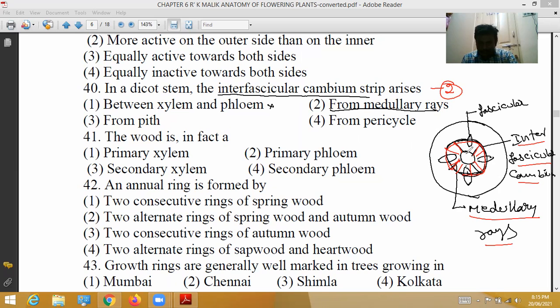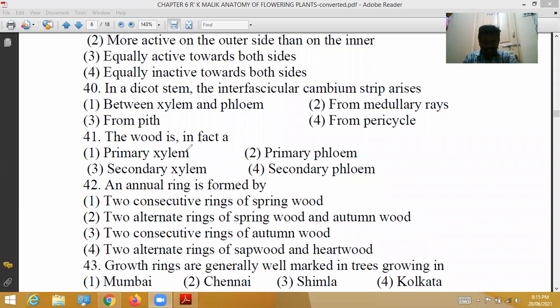From the pith, the central part, interfascicular cambium does not form. From the pericycle, interfascicular cambium also does not form. So for the 40th question, the correct option is the second option.